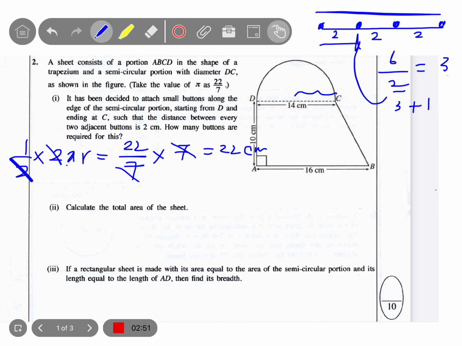Then applying the same principle here, you divide this 22 by the interval 2. That means you have 11 gaps. Then that means you need 12 buttons. We write it that way.